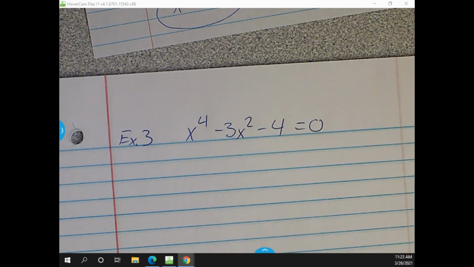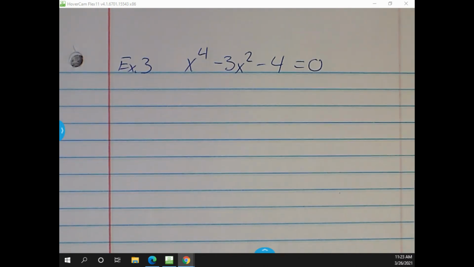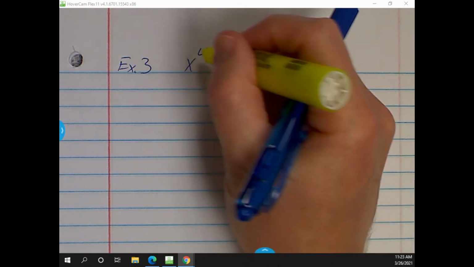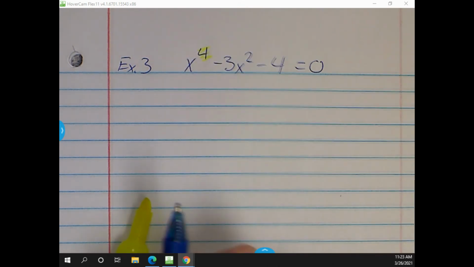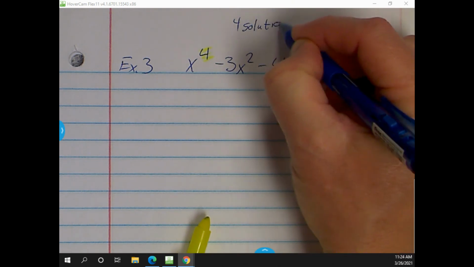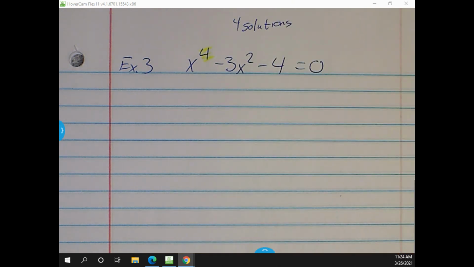Let's go with x to the 4th minus 3x squared minus 4 equals 0. Okay, so first thing is, again, it's x to the 4th. So we know we're looking for 4 solutions. And some people may go, well, if it's x to the 4th, we don't really have a trick thing for x to the 4th, so we'll do that. I'm going to show you something at the end where you actually could do this. Here's the big thing we're going to do for this one.